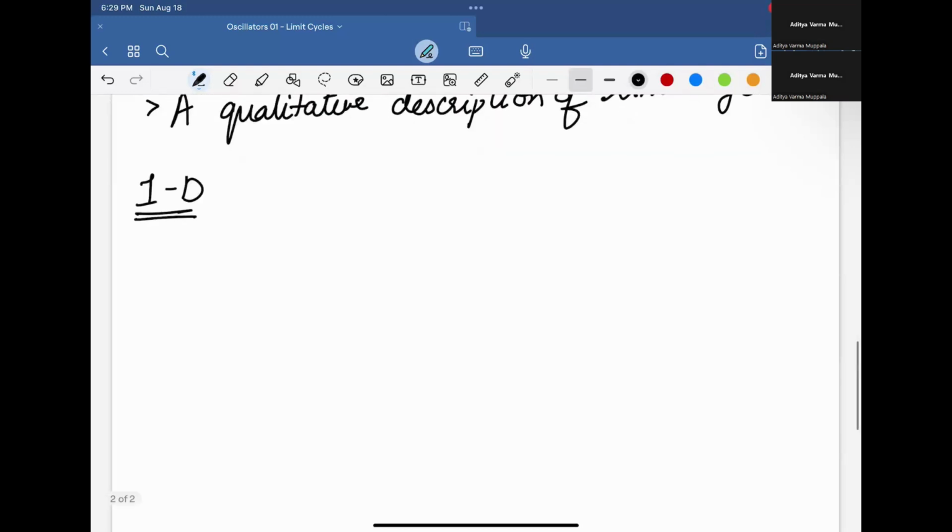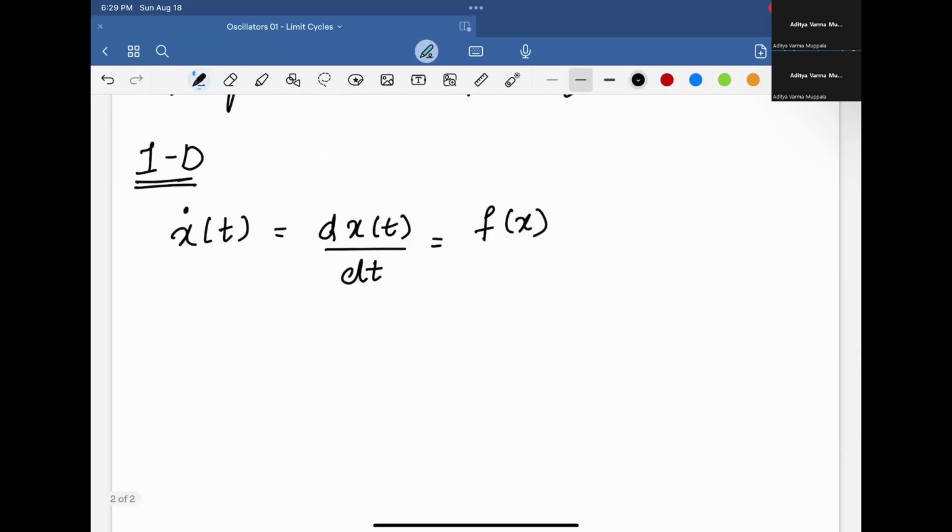Okay, so if I have a one-dimensional, let's say I have a variable, some variable x(t), I can write a 1D differential equation as x dot of t, which is dx(t)/dt, is equal to some function of x, right? So if this function can be anything, let's say it's like ax + b, right? So dx(t)/dt is ax + b. So that's 1D differential equations, very familiar with that.